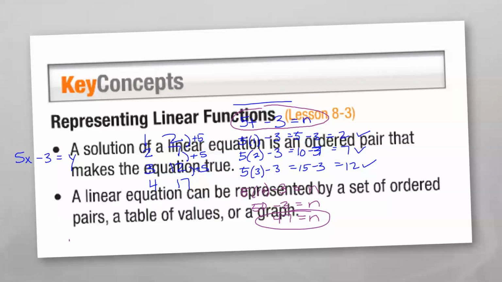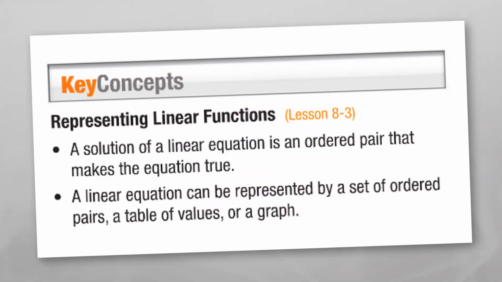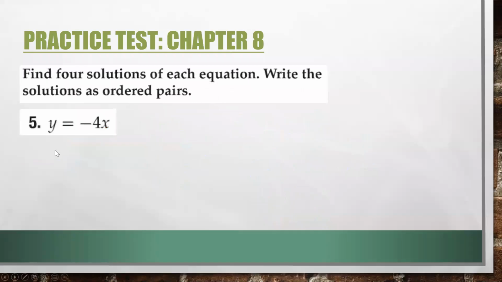All right, next problem. The next section talks about representing linear functions. It says a solution of a linear equation is an ordered pair, meaning you have an x and a y value that makes the equation true. And a linear equation can be represented by a set of ordered pairs, a table of values, or a graph. Here it says find 4 solutions of each equation, and then write the solutions as ordered pairs.